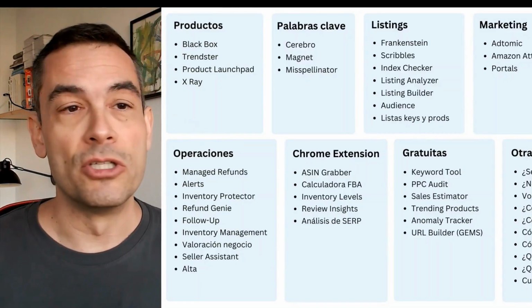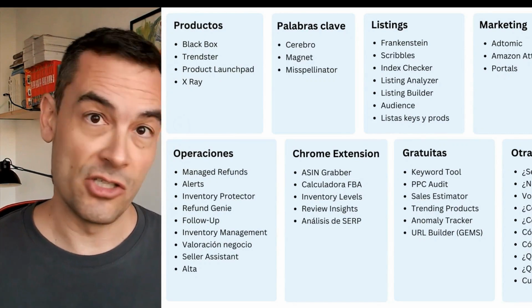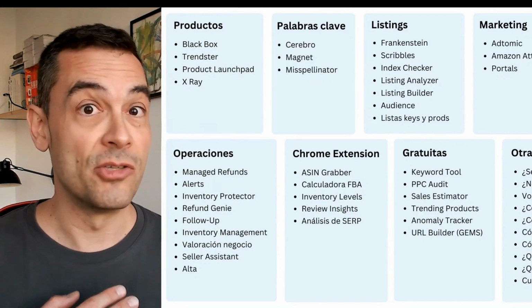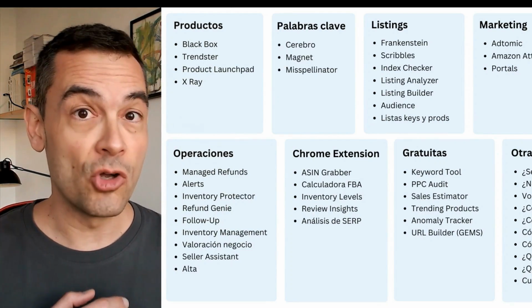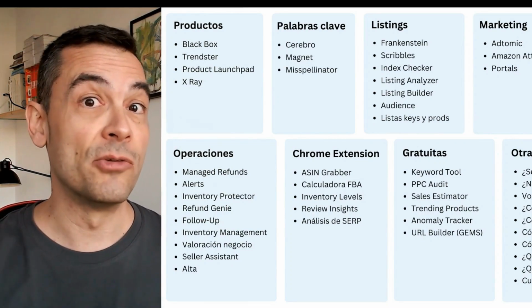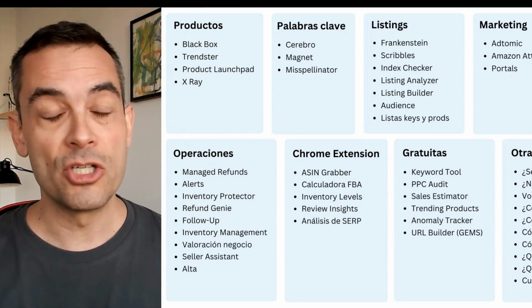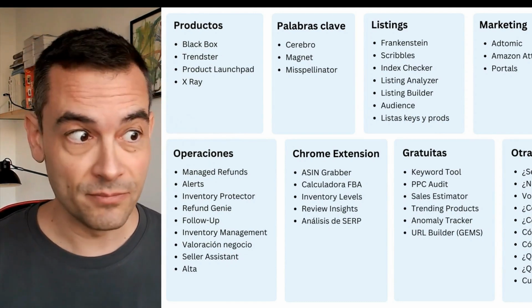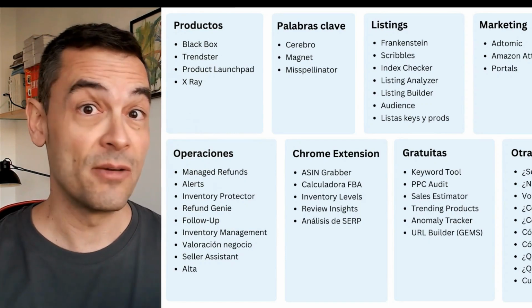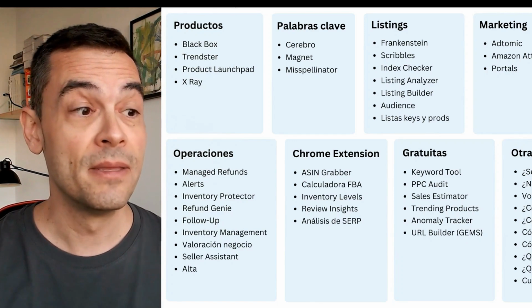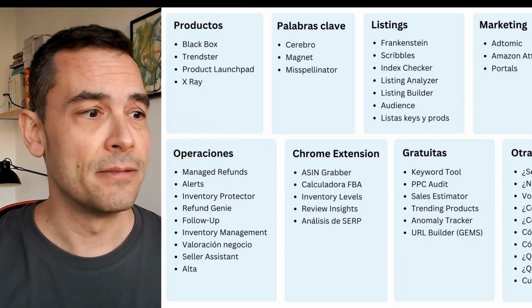I have them noted down because obviously I don't know them all by heart, so I'm going to number them. Look, the first thing we're going to see are the product research tools. Here we will see BLACKBOX, TRENDSTER, Product Launchpad. This one is new, it wasn't in the old course. And X-Ray, which has many new features that have been added over the last few years. The next block is the essential keyword research tools. Here we will have CEREBRO, Magnet, we had already seen them in the previous course. New features, and my explanation goes very quickly.